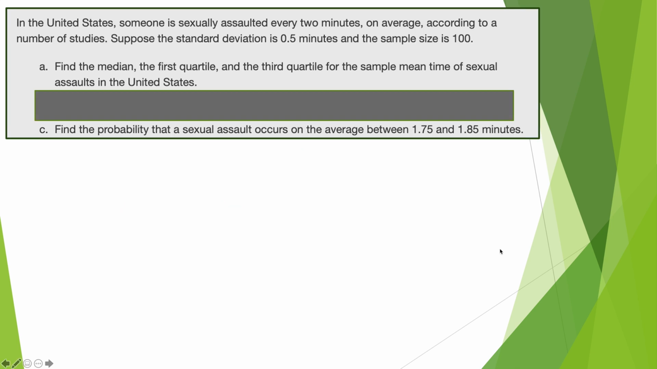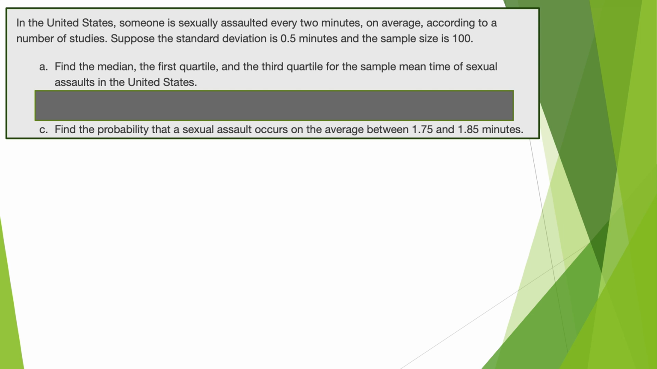Ready? In the United States, someone is sexually assaulted every 2 minutes on average, according to a number of studies. Suppose the standard deviation is 0.5 minutes and the sample size is 100. Okay? So the mean is going to be every 2 minutes. Find the median, the first quartile and the third quartile for the sample mean time of sexual assaults in the United States. And I want you to keep in mind that the median is the 50th percentile, the first quartile is the 25th percentile, and the third quartile is the 75th percentile, okay?